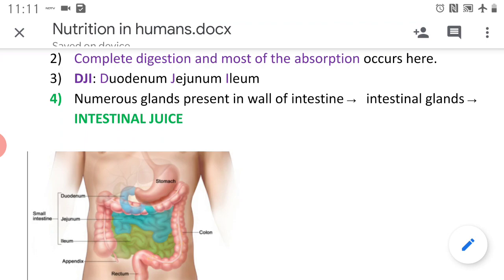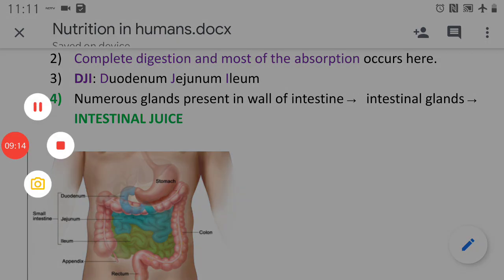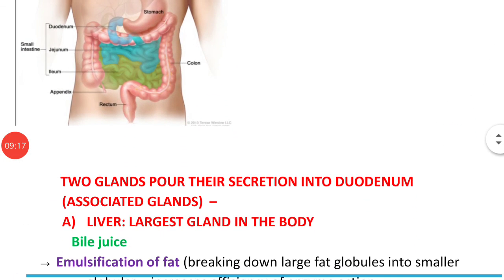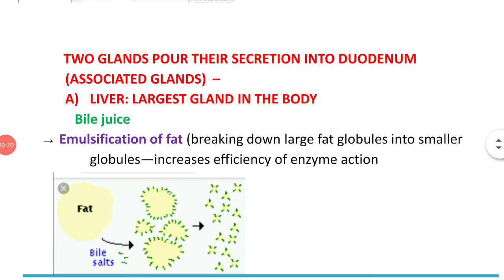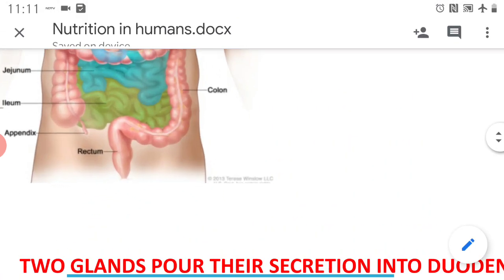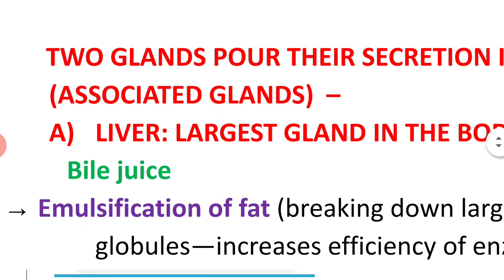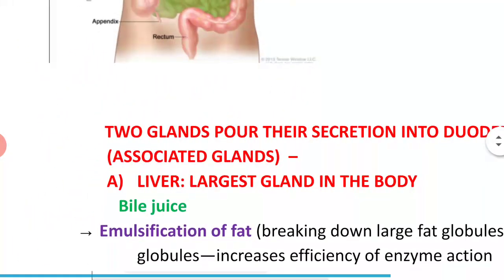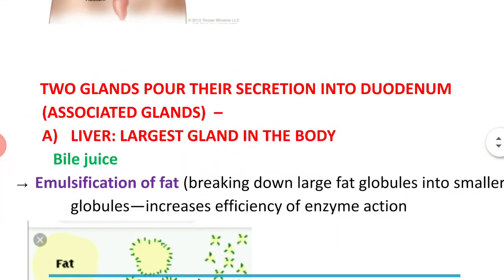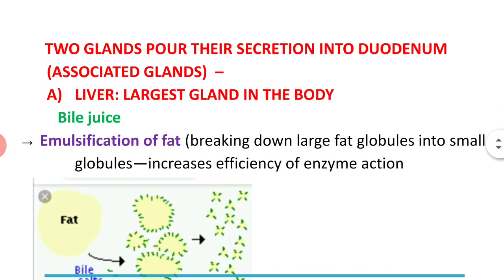In the small intestine also there are some glands present, known as intestinal glands, and they secrete intestinal juice. Apart from intestinal juice, there are two other glands that pour their secretion into the duodenum, that is, the first part of the small intestine, the blue part. In the previous video, I had told you that two associated glands are there along with the alimentary canal, that are liver and pancreas. So now we are going to discuss those because they also pour their secretion into the small intestine.